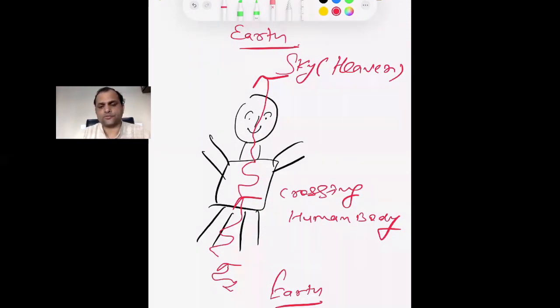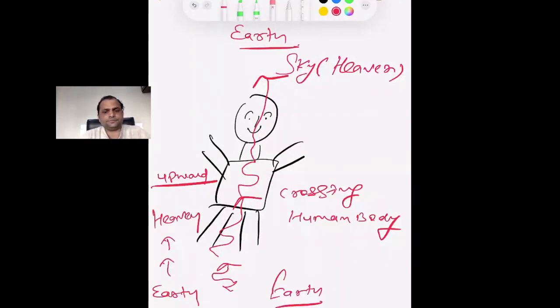The direction of this energy is upward. It starts from the earth and goes towards the heaven. This is the direction of this energy.